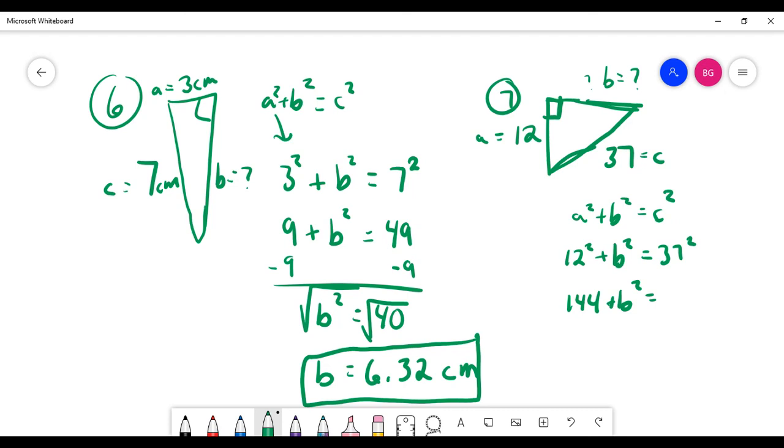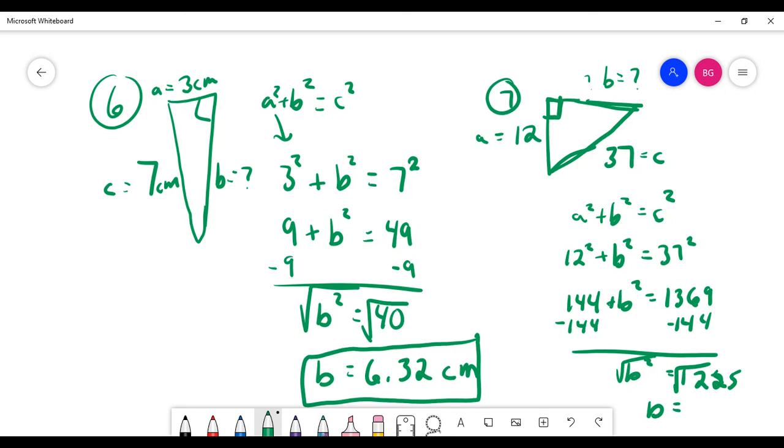I don't know what that one is. It's probably going to be a big number. 1,369. Then you need to get b squared by itself, so we need to minus 144 from both sides. So I get b squared equals 1,225, which then we need to take the square root of both sides. So we get b equals, I believe it's going to be 35, but don't quote me on that. Yeah, 35. So we have b equals 35. Now I don't have units on this one, so that's all it's going to be. So we have a missing side length of 35.